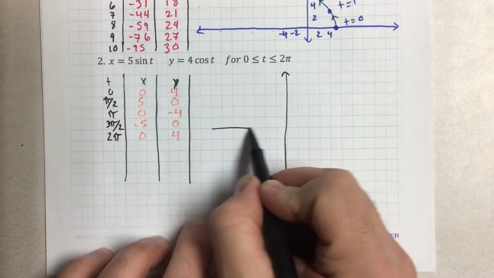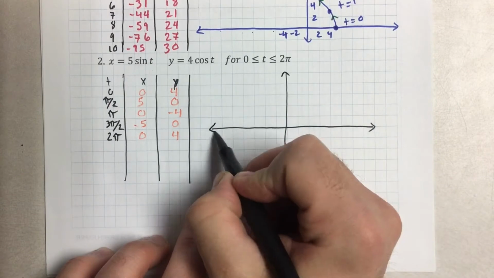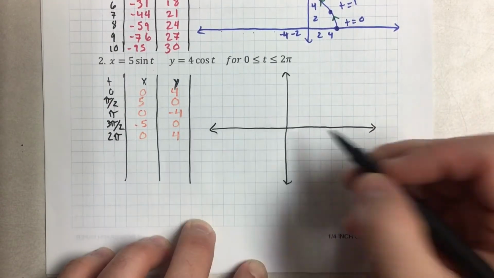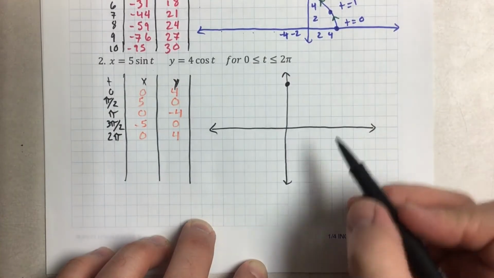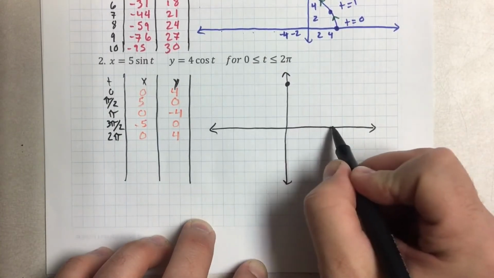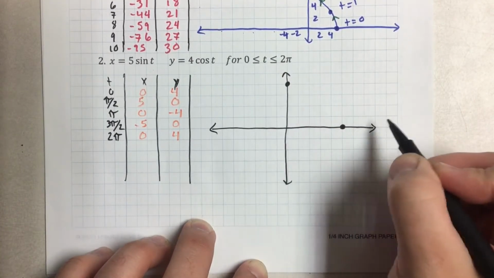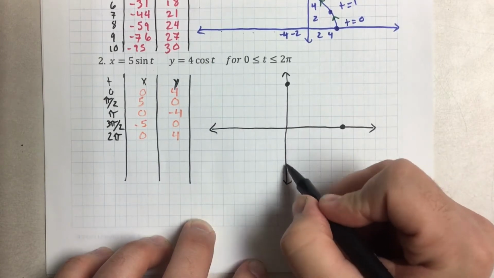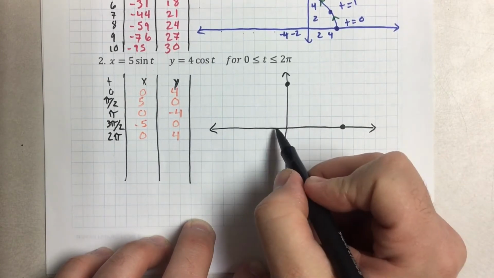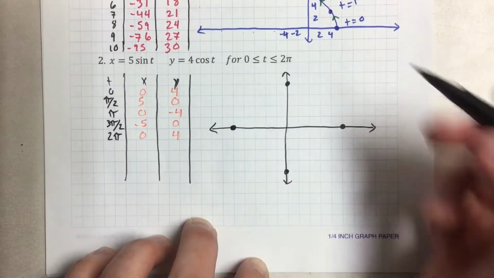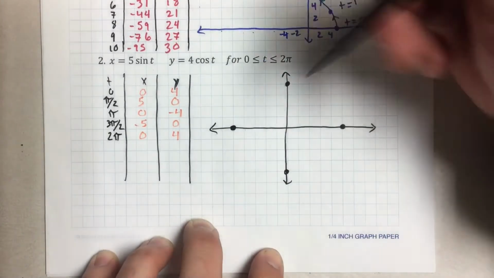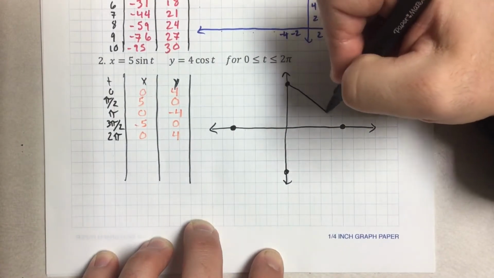All right, so let's see what we have. So our first one, 0, 4. Okay, 5, 0. 0, negative 4. Negative 5, 0. And back up to 0, 4. So in this one, we're going and connecting what we have.